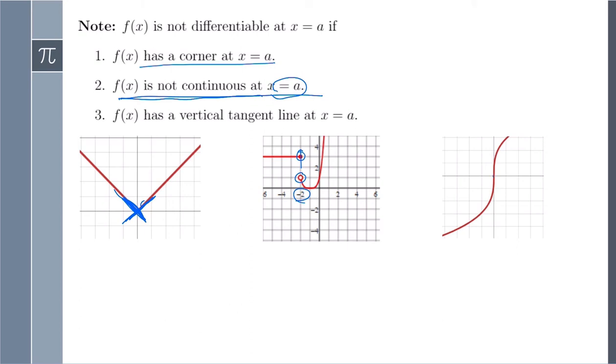The third case is if the tangent is a vertical tangent at x equals a. For example, at this point here, the tangent is a vertical tangent. So we cannot find the derivative of the function at that point, because remember that the slope of a vertical line is undefined. That means the derivative is undefined at this point. If the line is vertical, then the slope is undefined, which means the derivative is undefined.